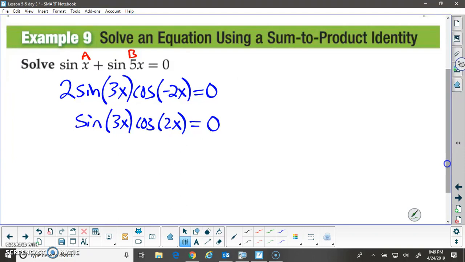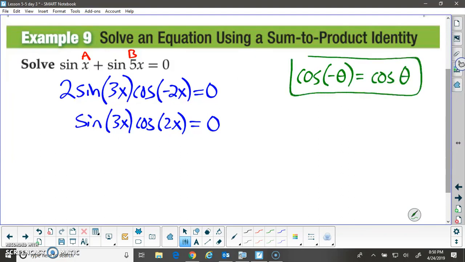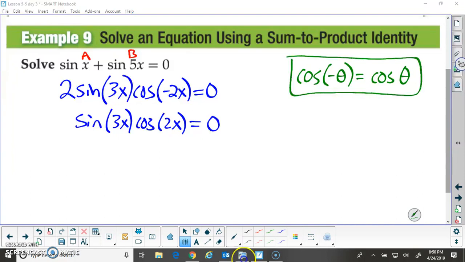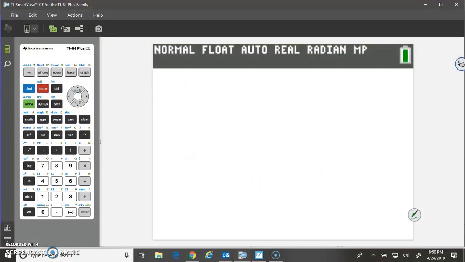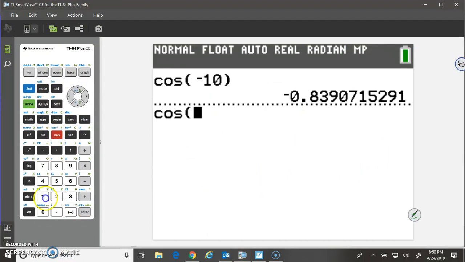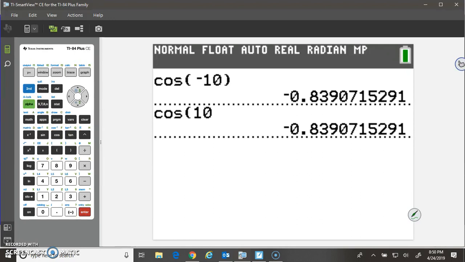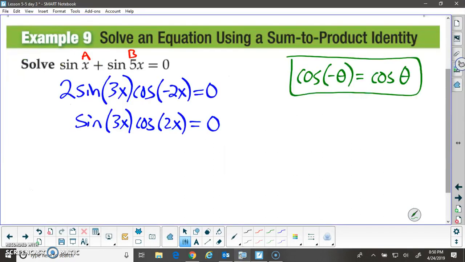What allows me to do that is our odd-even identities. You've got this odd-even identity. And to confirm that on the calculator, you guys know that if I type in the cosine of negative 10 degrees, it's the same thing as typing in cosine of positive 10 degrees. It gives you the exact same result. So now I can set each of these equal to 0. So the sine of 3x is going to have to equal 0. And then the cosine of 2x is also going to have to equal 0.